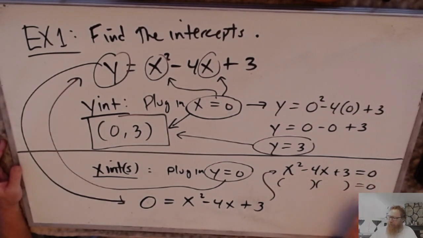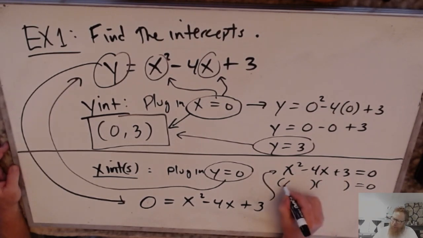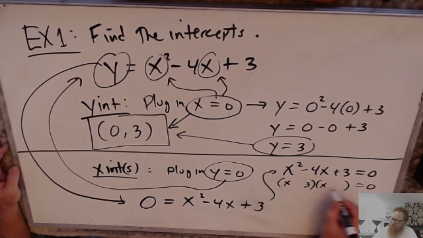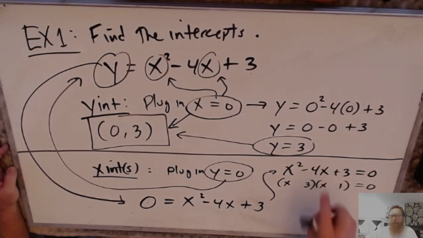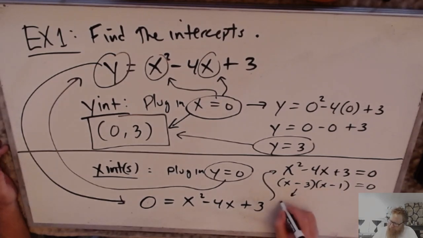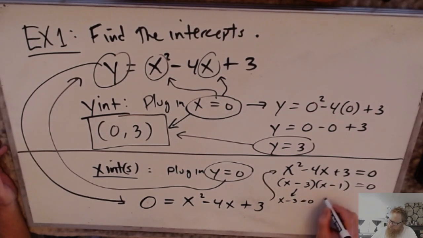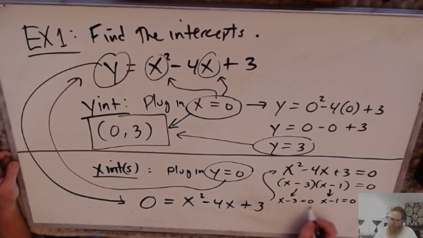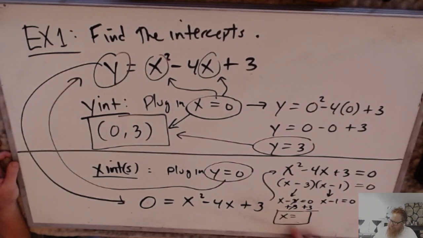Try factoring first. Factoring is always going to be the easiest method. So two numbers that multiply to be 3 but add to be -4, so you get the answer pretty quickly. x minus 3, x minus 1. You're going to set those equal to 0. Just reviewing chapter 2, and then you're going to move the digits to the other side. You're going to get x equals 3.